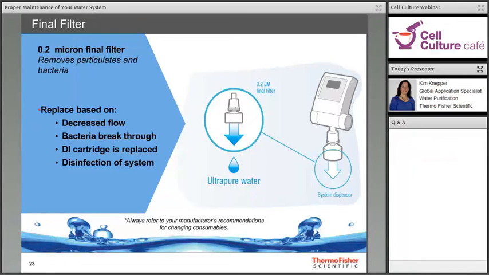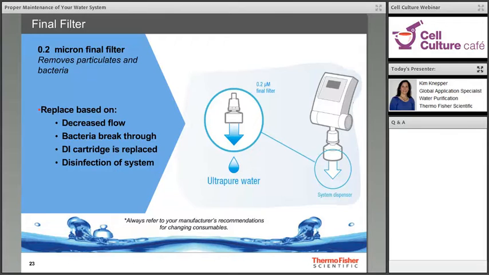The final filters are the last contact the water has with the ultrapure water system. The 0.2 micron filters are important to pick up any of those last particles, bacteria, or resin beads from new cartridges. The water is not recirculated through the final filter because these are at that point of use of dispensing. So therefore, frequent changes are going to be important.